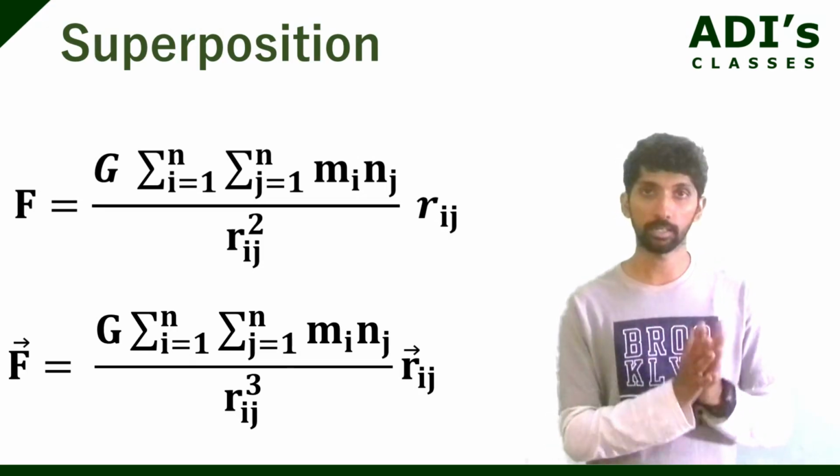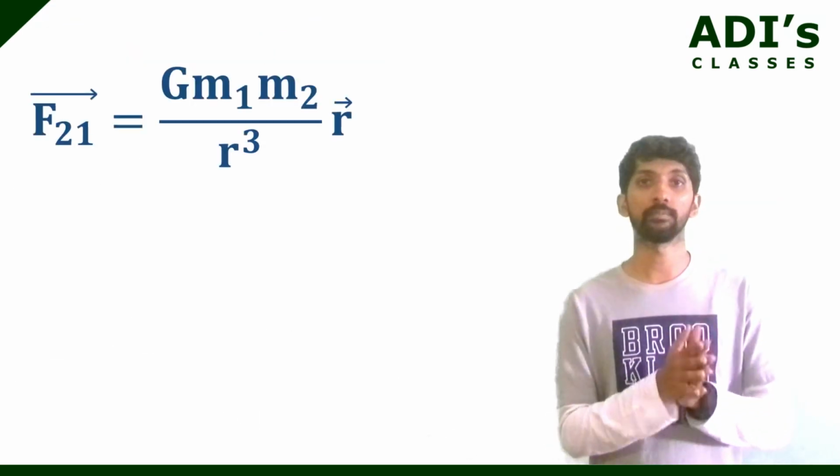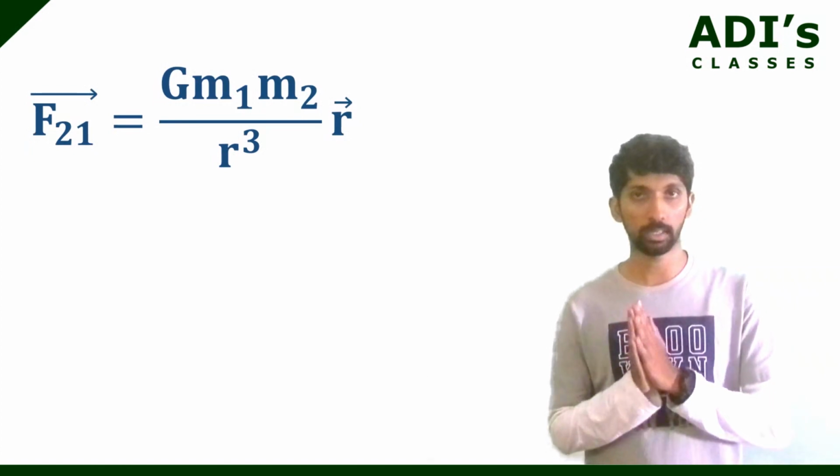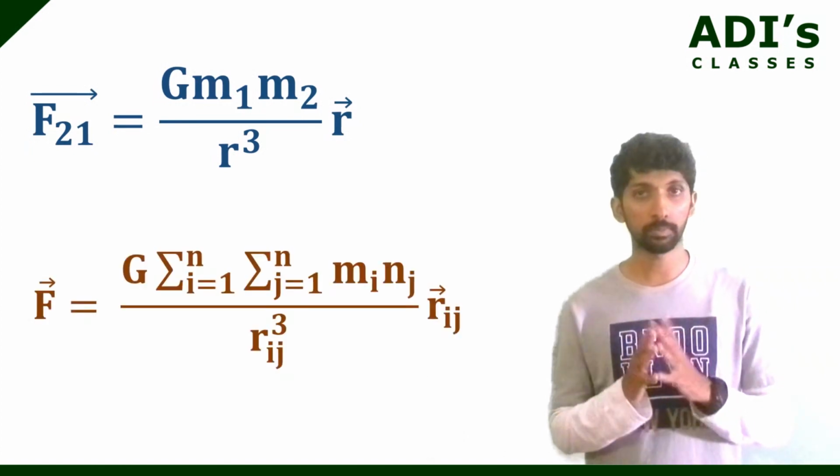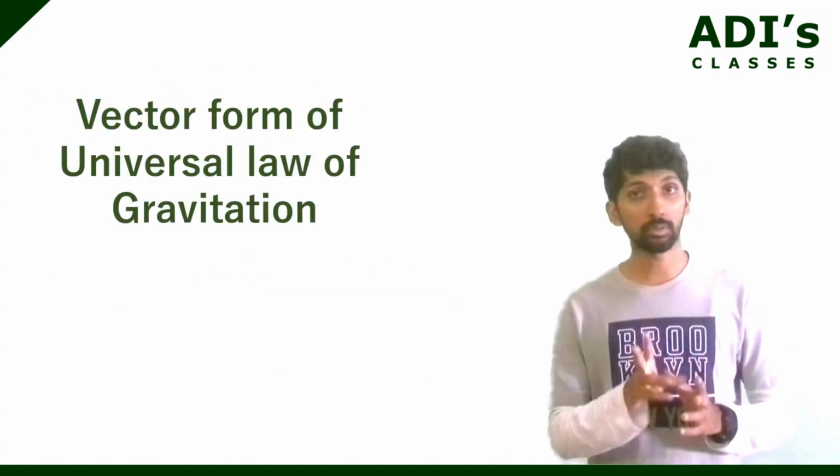So this is what we call superposition of gravitational forces. One is the vector form, which is F equal to G m1 m2 by r cube into vector r. Another one is the superposition. Fine. These are the two important formulas.